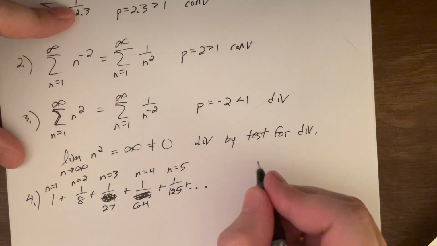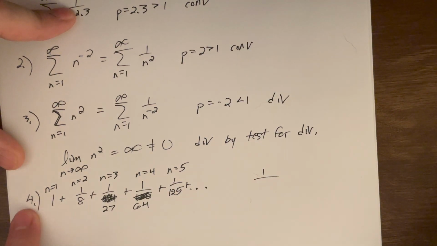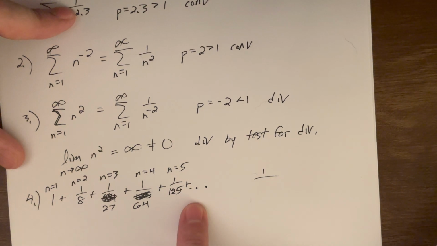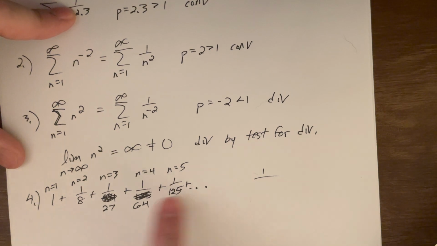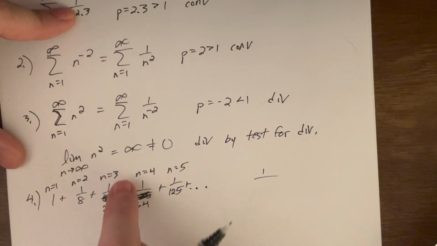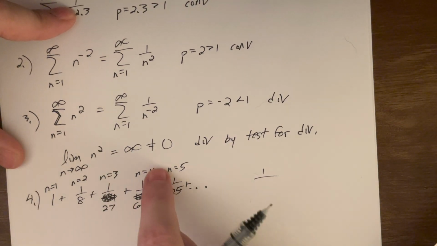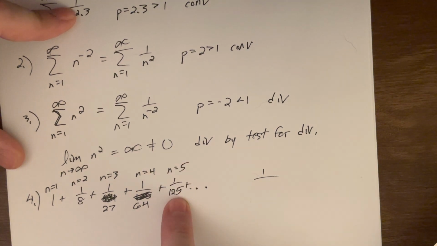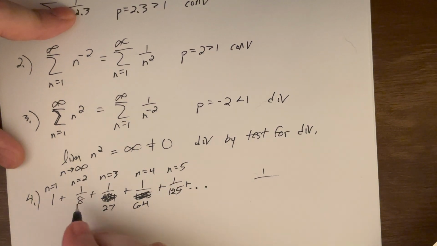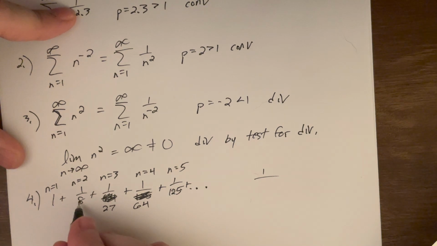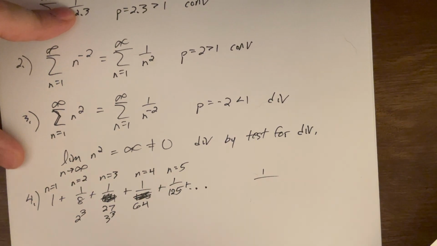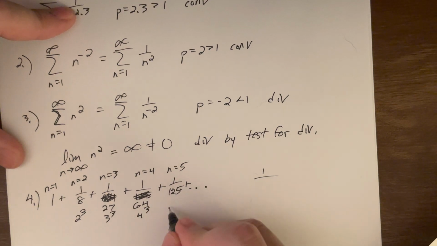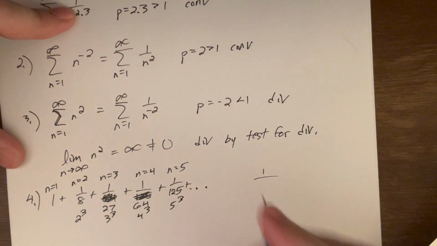Well, we're looking at what's happening. We always have a 1 in the numerator, but the denominator. Well, this first term doesn't have a denominator, so let's think about the other terms. When we get 2, we get 8. When we have 3, we have 27. When we have 4, we have 64. 5, we get 125. Each time, look at what's happening here. 8 is 2 cubed. 27 is 3 cubed. 64 is 4 cubed. 125 is 5 cubed.